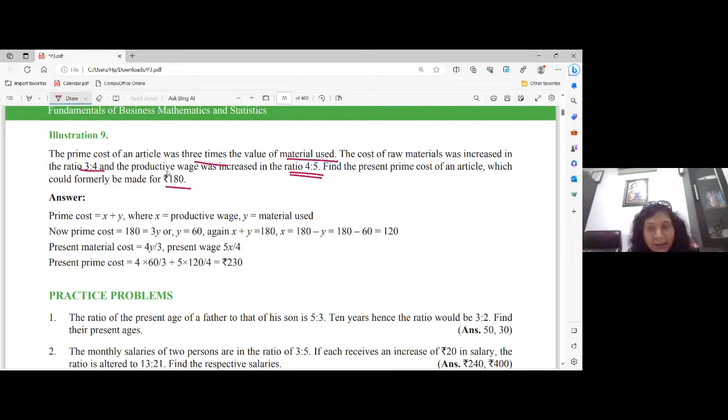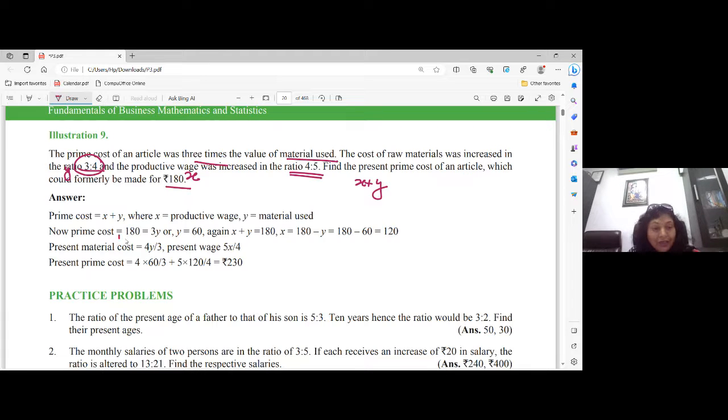So initially we have to find the prime cost of an article which could formerly be made for rupees 180. Now the prime cost of an article was 3 times the value of material used. The cost of raw material was increased in the ratio 3 is to 4. So suppose wages are X and raw material is Y. So total cost becomes X plus Y. Prime cost becomes X plus Y.